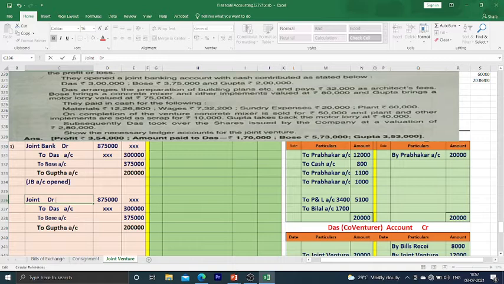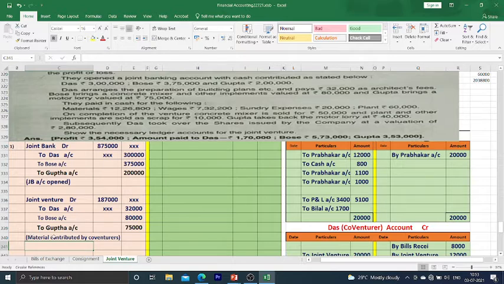So that's why joint venture account debit. Das amount is 32,000, architect fees. Bose brings concrete mixer valued at 80,000. Bose contribution is 80,000 in the form of material. Gupta brings motor lorry 75,000. Total amount will be 1,87,000. Material contributed by co-venturers. Material or machinery, okay?